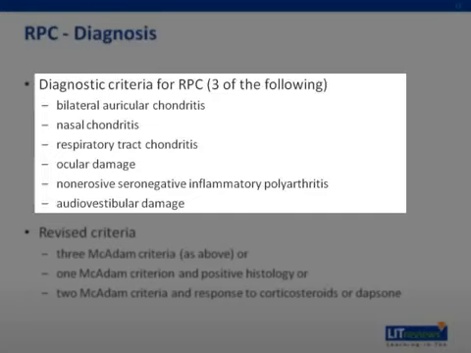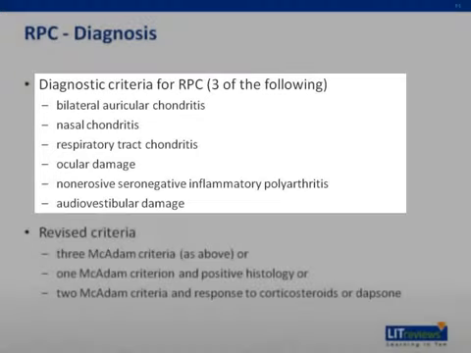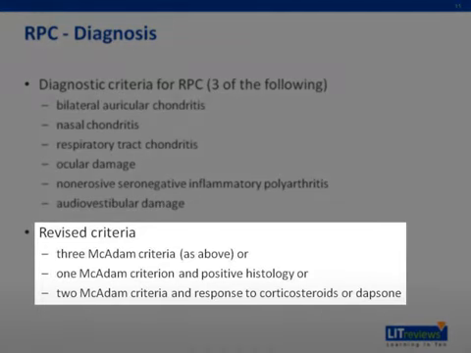5. Polyarthritis that is non-erosive and seronegative, which means that there are no antibodies associated with known inflammatory arthritis syndromes present. And finally, 6. Damage to the audiovestibular system. Revised criteria have been proposed which can include one of the above criteria in conjunction with biopsy specimens consistent with histology for RPC, or 2 of the criteria with a response to known treatments for relapsing polychondritis. We will discuss these treatments in greater detail in a few slides.